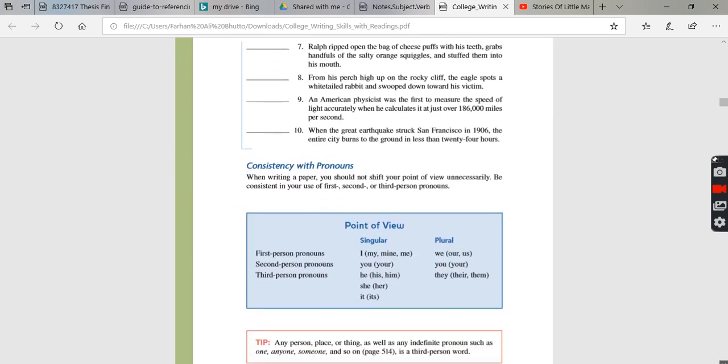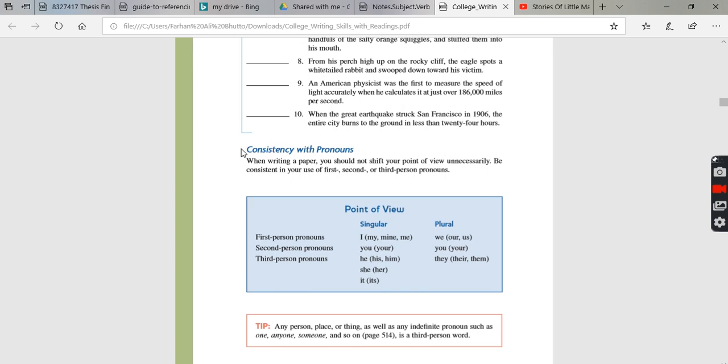Okay, so let's move back to the second topic of today, which is consistency with pronouns. So you have to be consistent with your verbs. At the same time, you have to be consistent with your pronouns as well. We keep shifting pronouns unnecessarily. Let's see what it says. When writing a paper, you should not shift your point of view unnecessarily. Be consistent in your use of first, second, or third person pronoun.